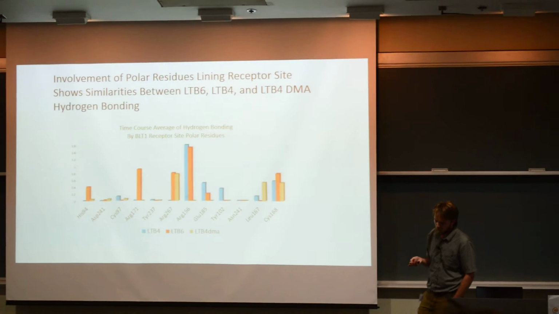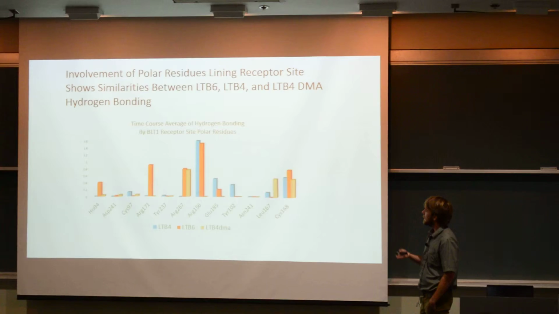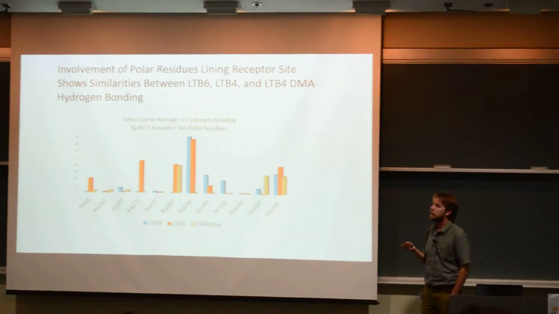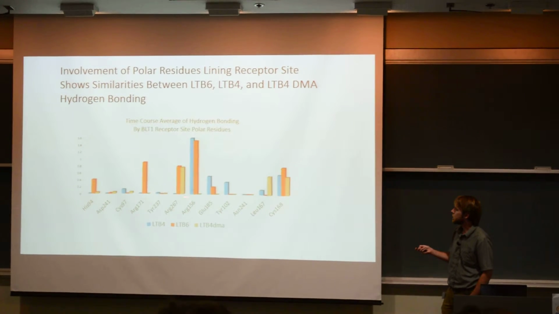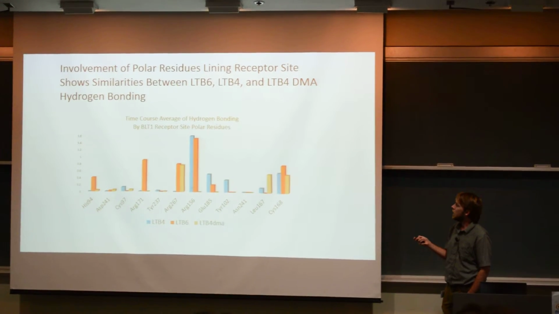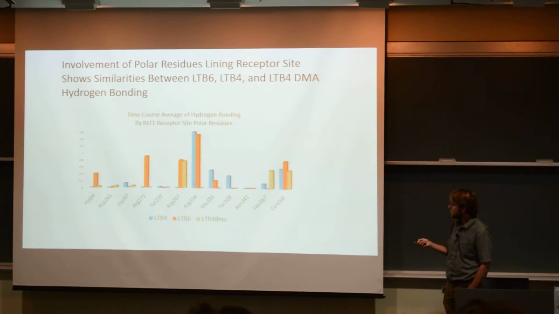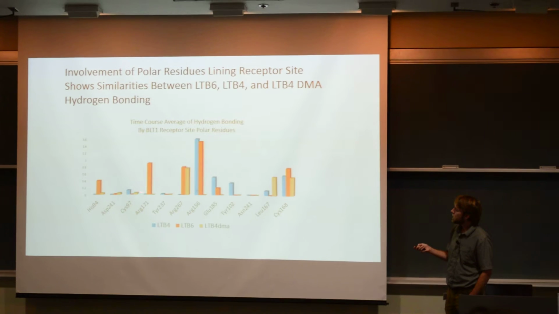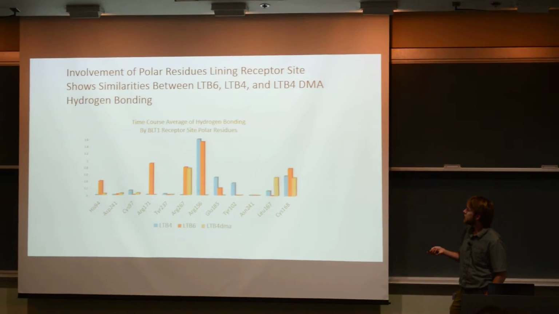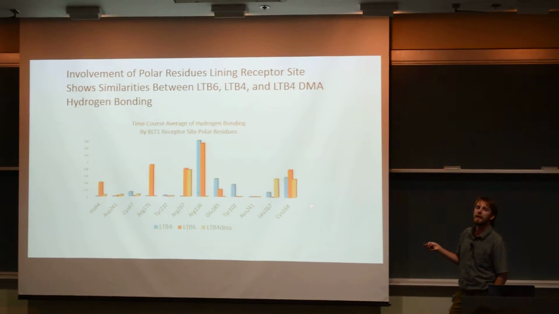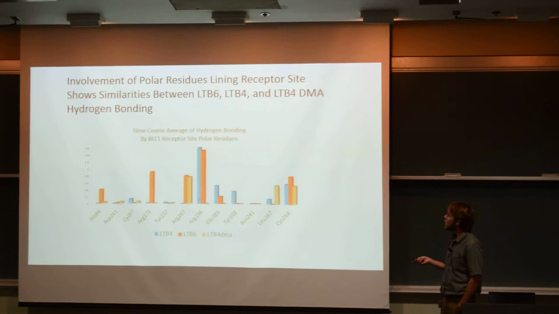So here I have basically a graph that shows the critical 4 residues of the BLT1 receptor site. As you can see, both LTB4 and LTB6 are very involved with arginine 156, 267. Arginine 171 is very important for LTB6. And cysteine 168, this is mediated through the peptide bond, not the actual R group on that molecule.